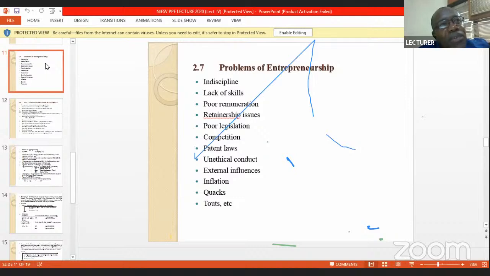There are some estate surveyors around us who now practice as touts. And when you invite them to do a job in your office, you see that they are already practicing like quacks. They can't do any basic thing officially. Officially, they don't know how to do official things. So these are some of the problems with entrepreneurship in Nigeria. And I am hoping that these lectures will be of use to you.